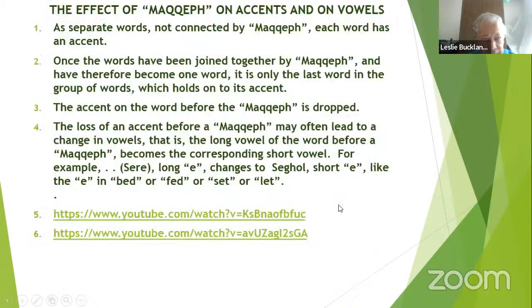So what this part is explaining is that as separate words, not connected by that horizontal line called Maketh, each word has an accent. Once the words have been joined together by Maketh and have therefore become one word, it is only the last word in the group of words which holds on to its accent. And so another way of saying the same thing as in number 2 is the accent on the word before the Maketh is dropped.